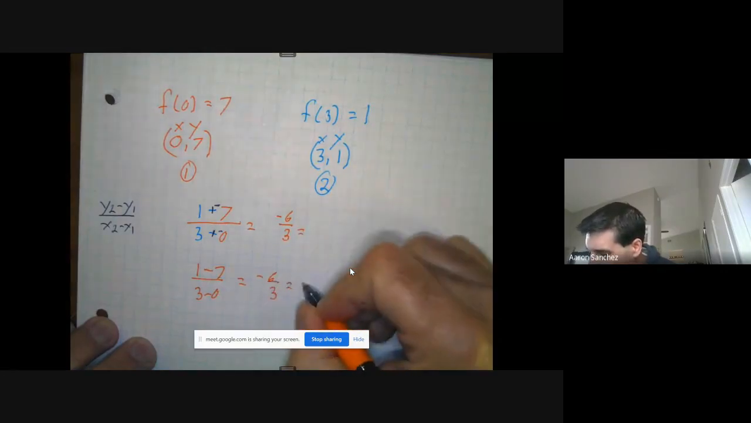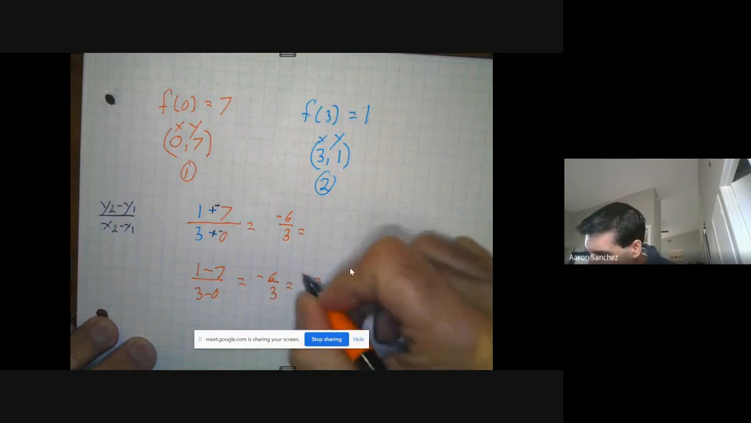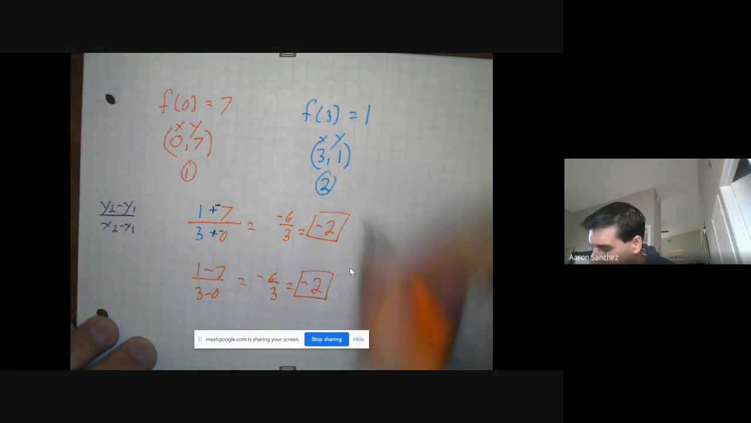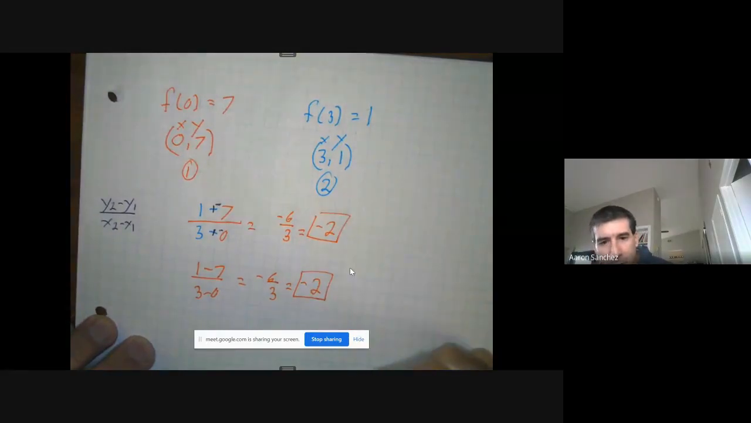But that's what I showed at the beginning of the year. Sometimes it's less confusing for certain situations, and I'll show you that in just a second. But I get negative 2 as my slope.